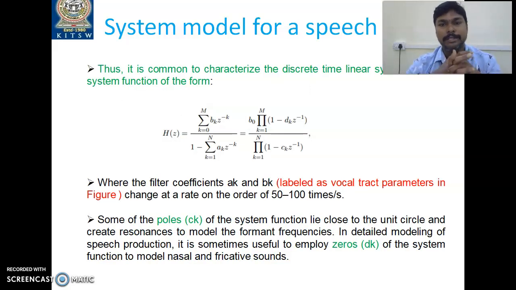So more commonly, to characterize the discrete time linear system, this is the function we are using. So H of z, and we'll be having the poles and zeros. It is a ratio transfer function, where the filter coefficients change at a rate on the order of times per second. Okay. So mainly whatever the filter coefficients we have mentioned in this transfer function are labeled as vocal tract parameters in the figure that we have clearly seen in the previous slide. Okay. So some of the poles of the system function lie close to the unit circle and which create the resonance in the model, the formant frequencies. Okay, so formant is nothing but a resonance, actually, the vibration. Whenever the air is coming from the lungs through the vocal cords, there is a resonance and the sound will come. So like that we need to understand.